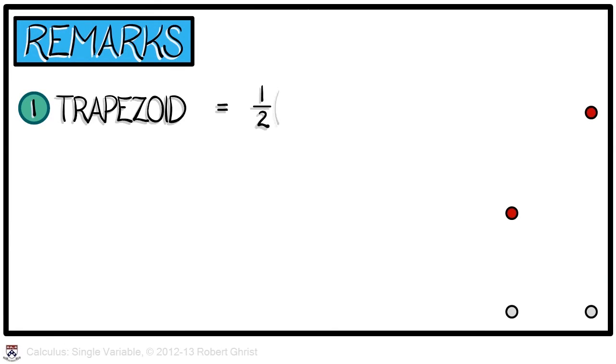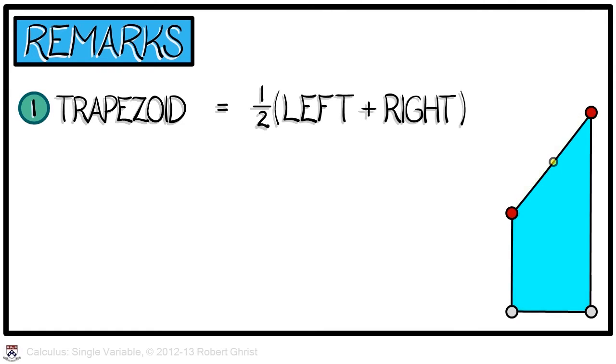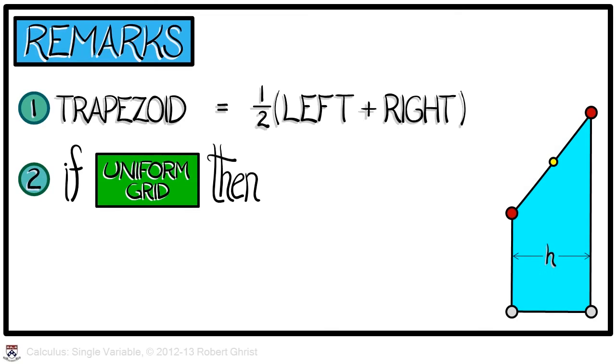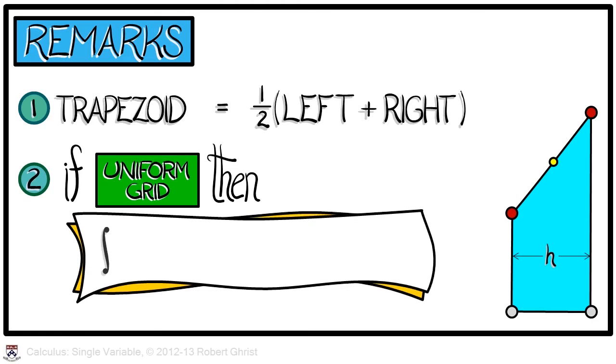A few remarks are in order. First, the trapezoid rule is really just an average of the left and the right-hand Riemann sums. Second, if you're in the context of a uniform grid, that is, the spacing between the x values is a constant h, then the trapezoid rule takes on a very nice form.